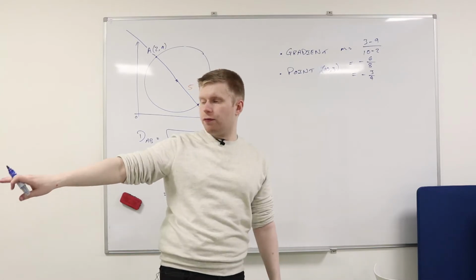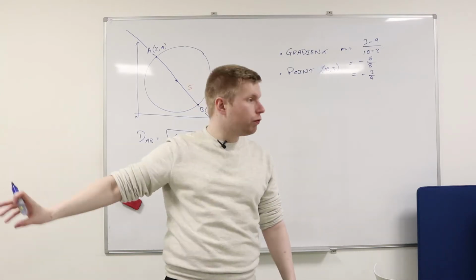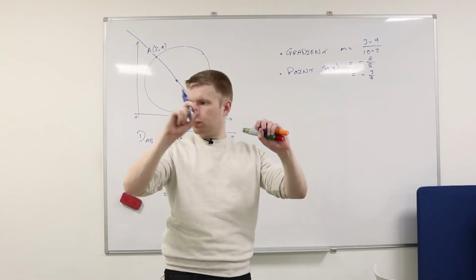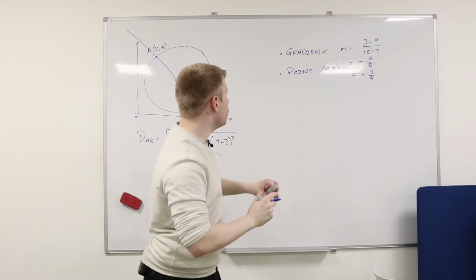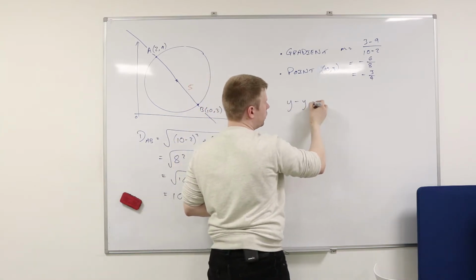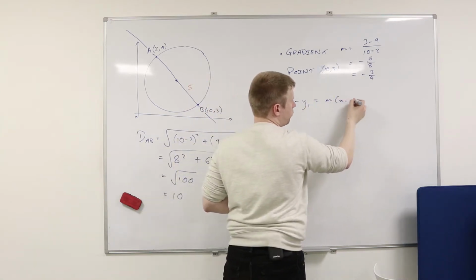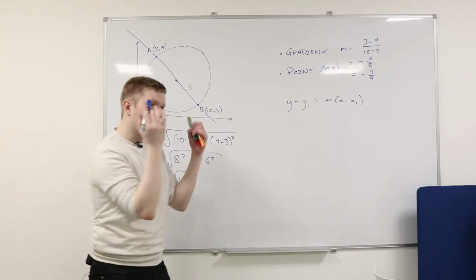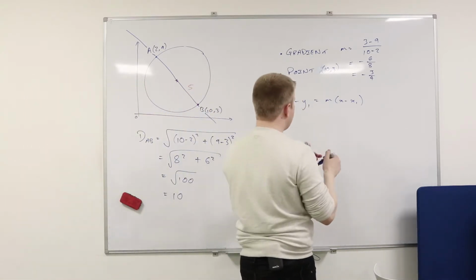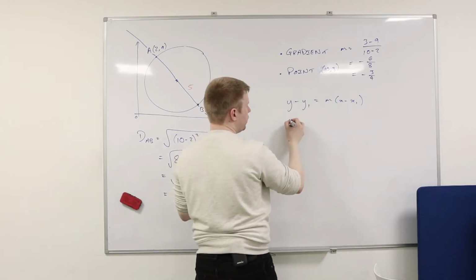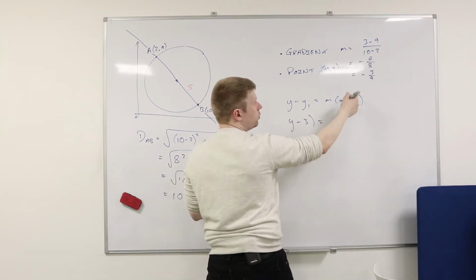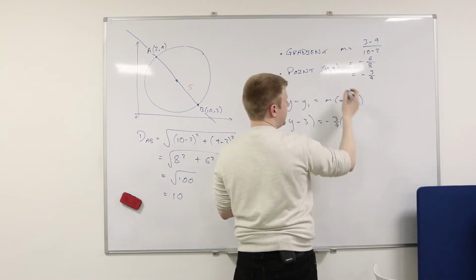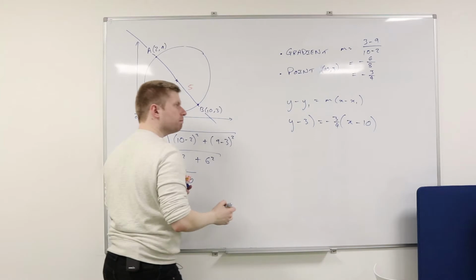In general, if it asks you to leave it in this general form, ax plus by plus c equals 0, rather than specifically y equals mx plus c, always go for the y minus y1 equals m times x minus x1 version. Okay, it's just easier to get it in that form. Doesn't matter which one you use, I would just advise you to use this one. Okay, fine, so y take away 3 has to be equal to our m, x take away 10. Okay?